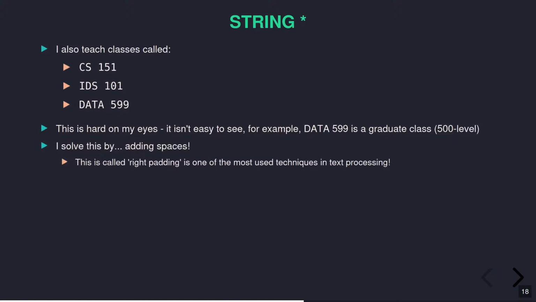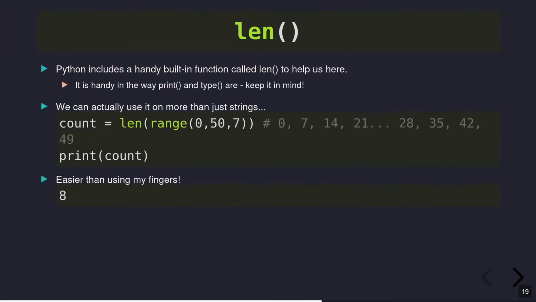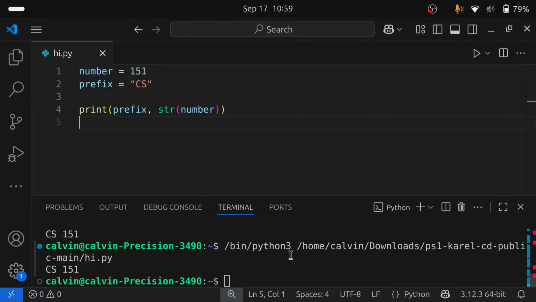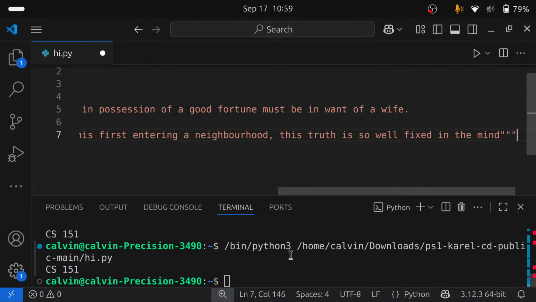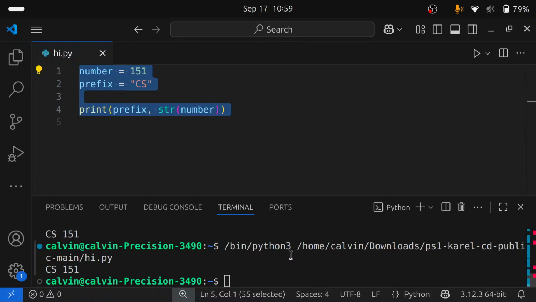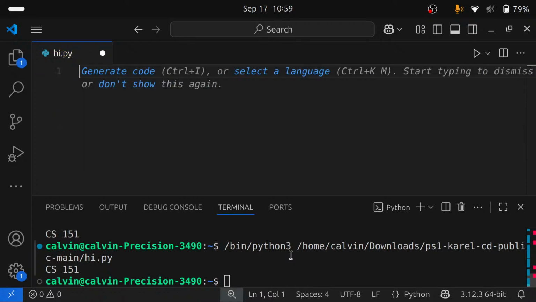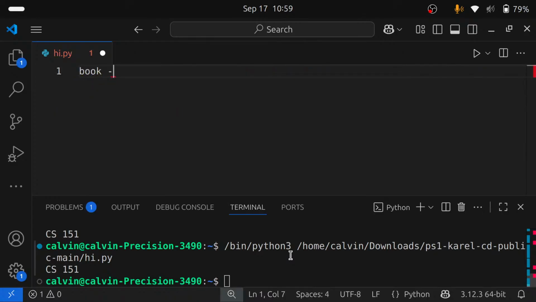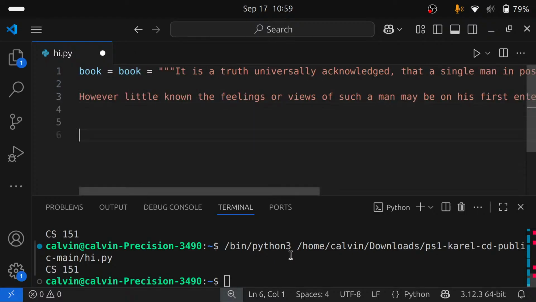Okay, so I'm going to add some strings, or some spaces to this. I'm going to use length to do that. And the reason I'm going to use length is because it's a lot easier than doing anything else. So we got book, which was still in my paste buffer. What? Oh, it has quotes already? Okay. Book equals book. That's probably fine.